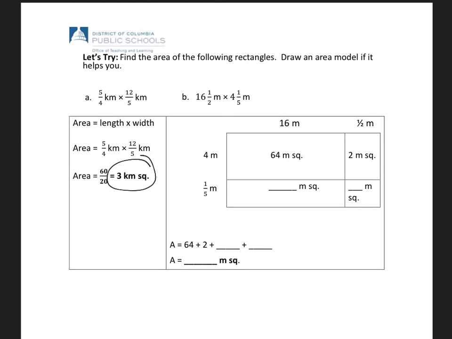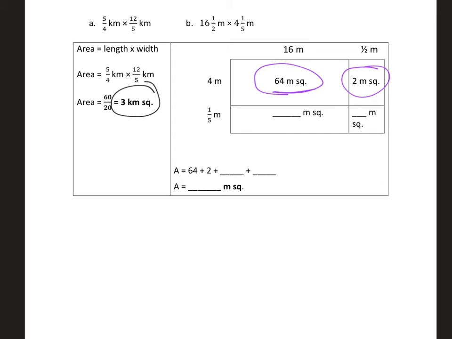So they've done part of B on the area model, and we just have to fill it in, okay? So here they multiplied 16 times 4, and they got 64. Then they multiplied 4 times 1/2, and they simplified and got 2 square meters, okay? Now here we need to multiply 16 times 1/5. So let me scroll down so I have some room. So I have 16 times 1/5, which is going to give me 16/5.